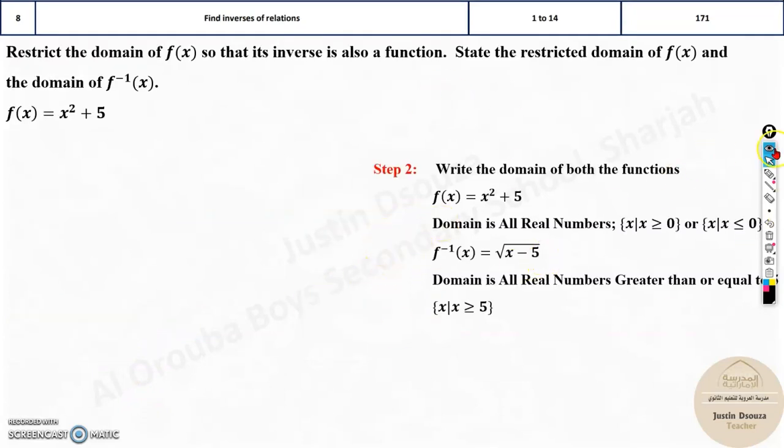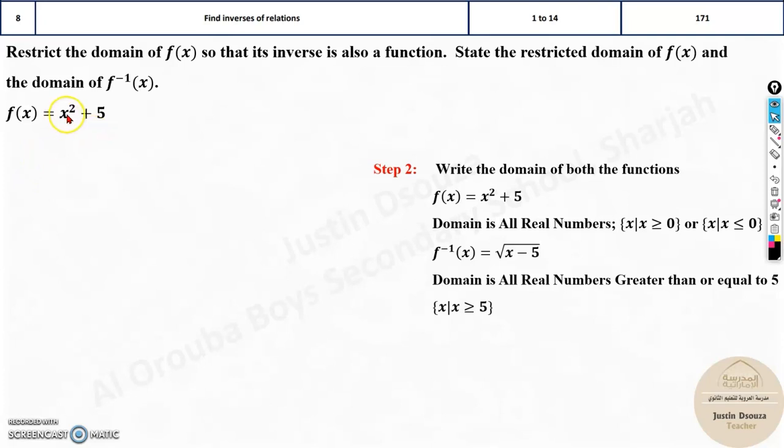Oh, I'm sorry for the animation. I just realized this. Now, what we need to do is find the domain of function f of x, f inverse of x, and we need to find the inverse function as well. So many things. First, let us find the inverse.